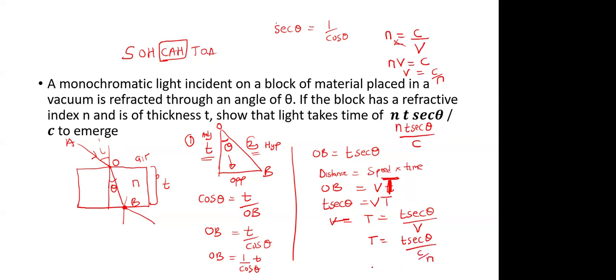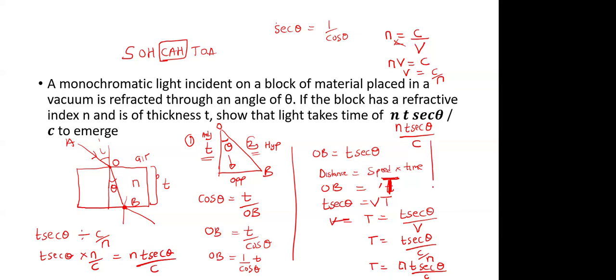And mathematically, you can write this as time equal to NT sec theta out of C. Remember, here I jumped that step: T sec theta divided by C out of N is the same as T sec theta times N out of C, which gives us NT sec theta out of C. So that is how they want it. But do not forget to always define that capital T is the time taken by the particle to move from O to B.